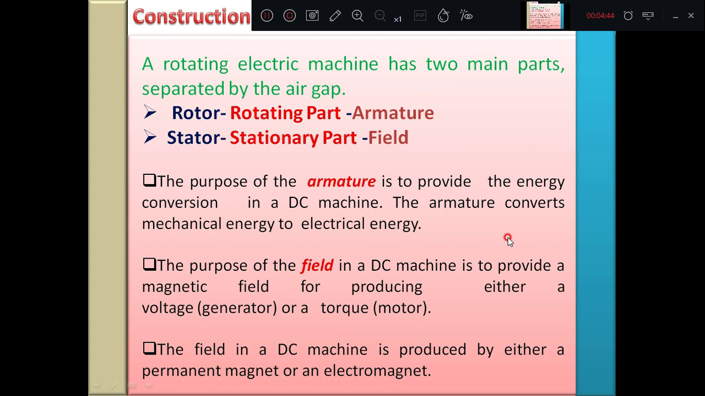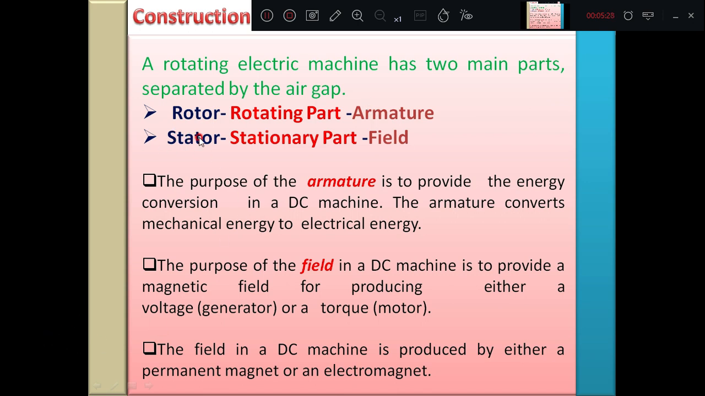If you look into the construction of either a DC generator or a DC motor, the construction is one and the same. If you input electrical energy, it acts as a motor. If you input mechanical energy to the DC machine, it acts as a generator. The construction falls under the rotating machine. It has two parts: one is called the rotor, the other is called the stator. The rotor is nothing but the rotating part of the machine. The rotating part of a DC machine consists of armature conductors in which there is an induced voltage.